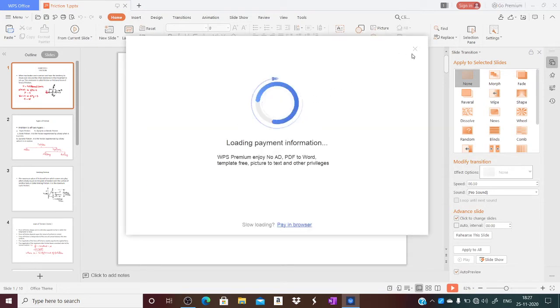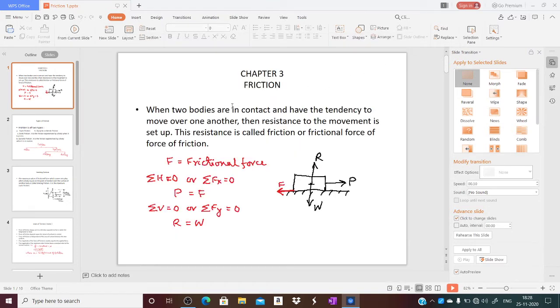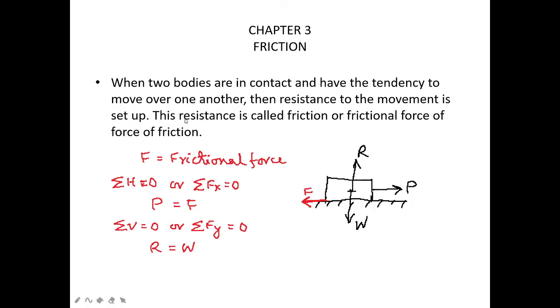So in this video, I will discuss friction. Now, what is friction? When two bodies are in contact and have the tendency to move over one another, then resistance to the movement is set up. This resistance is called friction, or frictional force, or force of friction.